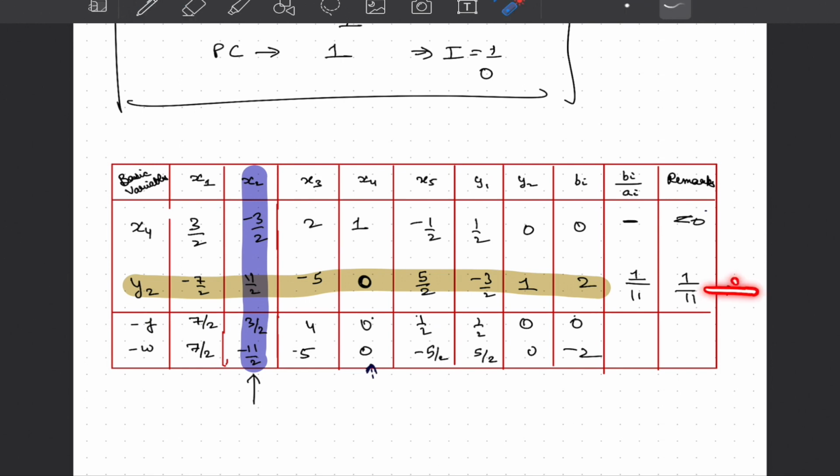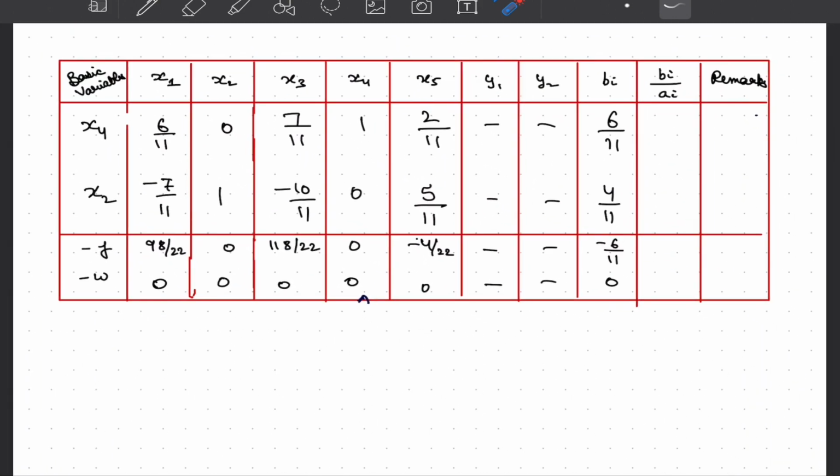We can exit this, make this one, and make x2 enter. And as soon as we do that, we end up with the new tableau with x4 and x2, and updated coefficients look something like 6 by 11, 0, 7 by 11. We get 1 and 0 here, 0 and 1 here, 2 by 11, 5 by 11, and so on. So you always see that our system is always in canonical form if we start from the original canonical form. And this should answer your question why we always prefer to work in canonical forms.